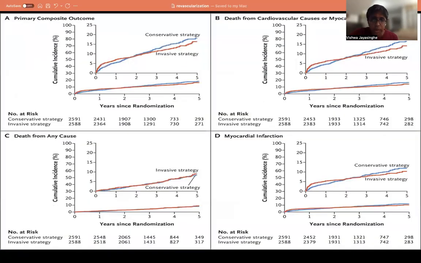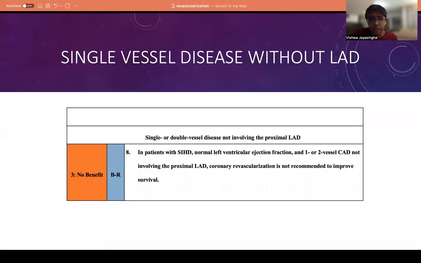And then patients with stable ischemic heart disease. What if patients with stable ischemic heart disease have no LAD involvement? This is again a downgrade of recommendation. In patients with ischemic heart disease, normal LV ejection fraction, and 1 or 2 vessel CAD not involving the LAD, revascularization is not recommended here. So again, this comes on the basis of the ISCHEMIA trial.